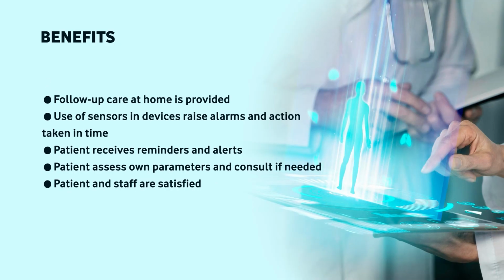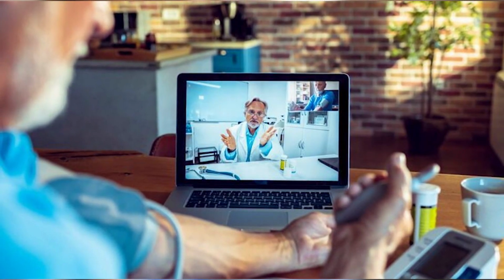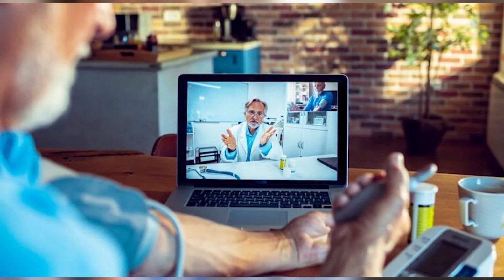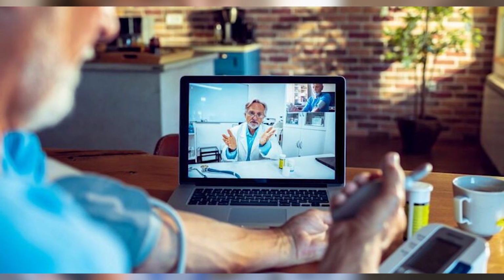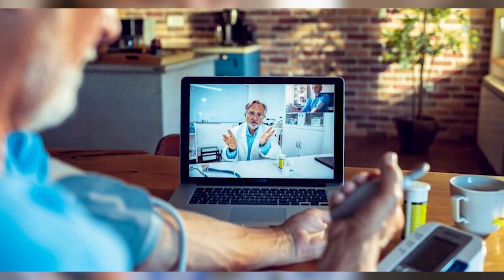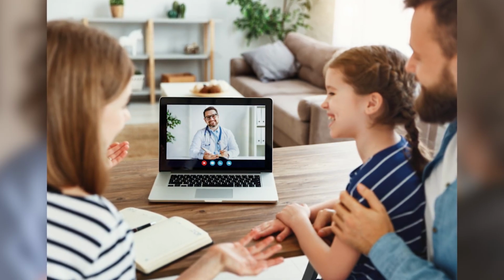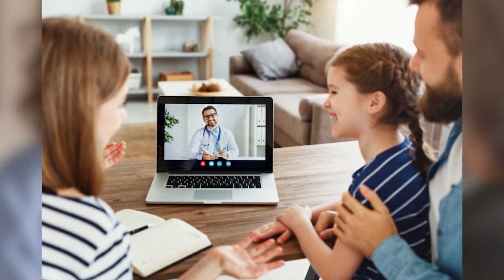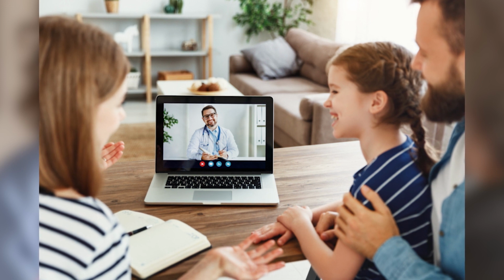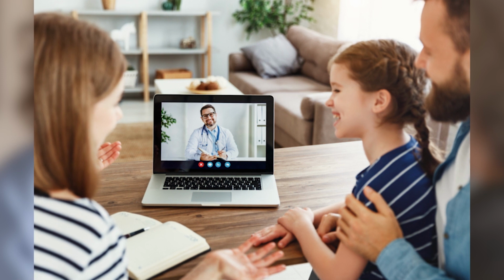Follow-up care at home is provided. Now the patient will be followed up by the health system at home through this smart healthcare. Because previously what was happening, the patient was sometimes reluctant. Why should I go to the hospital wasting my time? Whenever I feel like it, I will go to the hospital. And hospital people were not able to follow up because they were overburdened with so many patients and there were limitations due to various reasons.